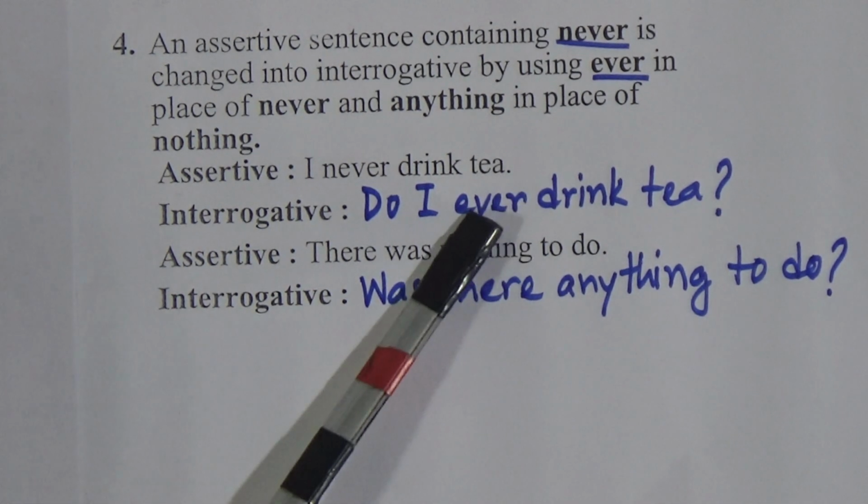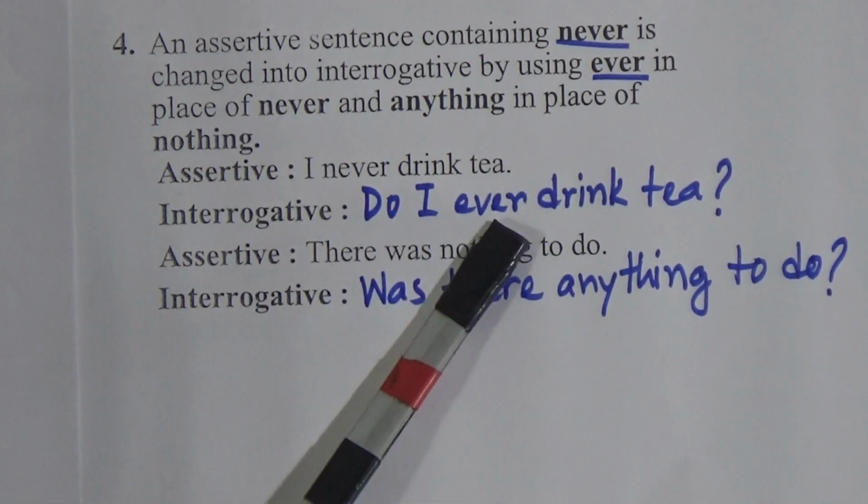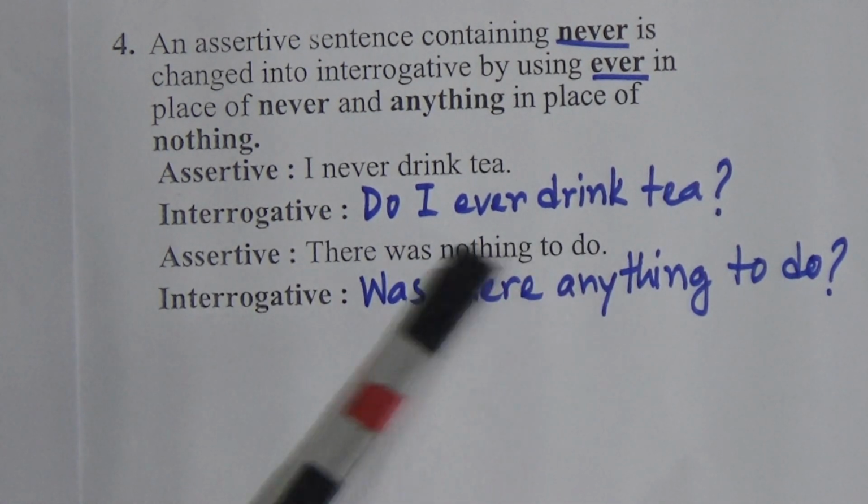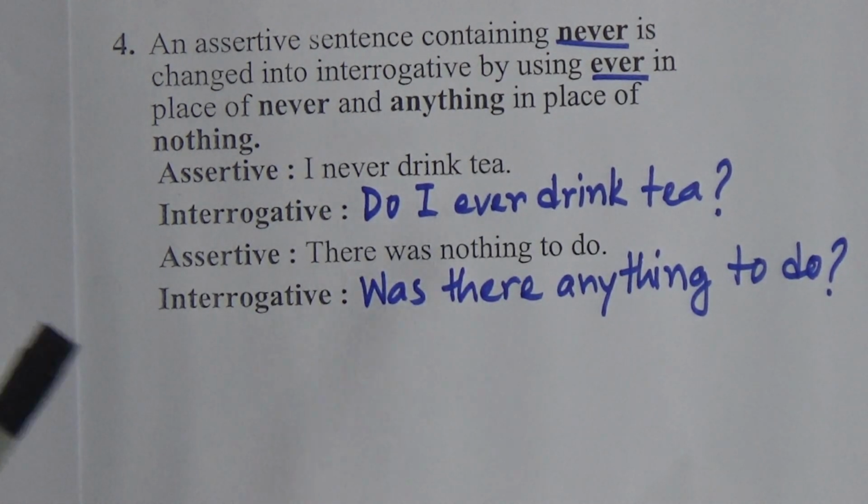So we will write ever instead of never, and we will write anything instead of nothing in our interrogative sentence. I mean, if you transform assertive sentence into interrogative. Now we will go to our next rule, rule number 5.